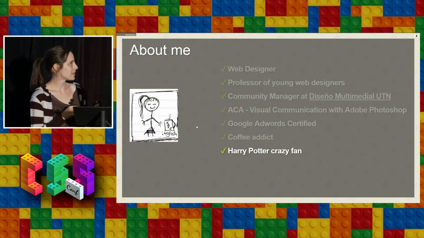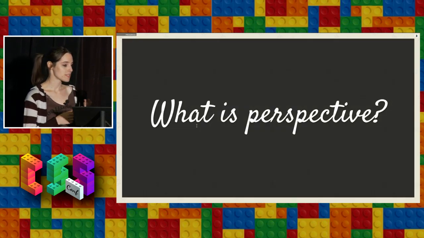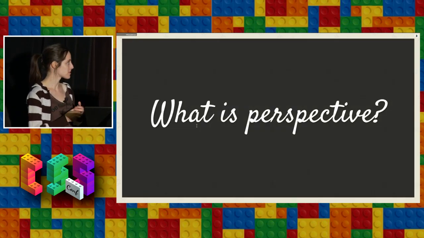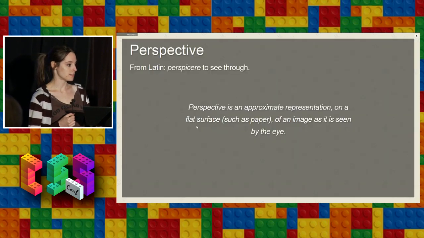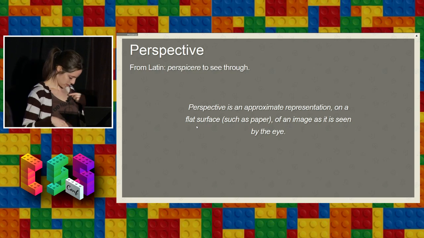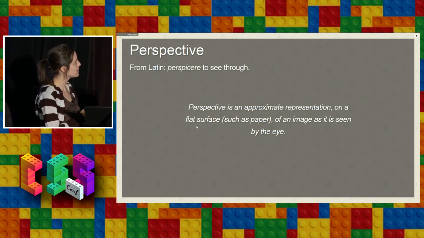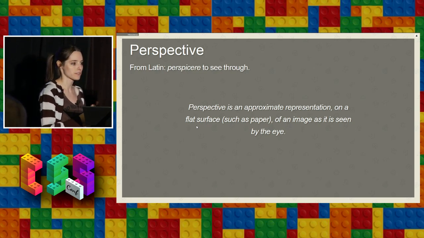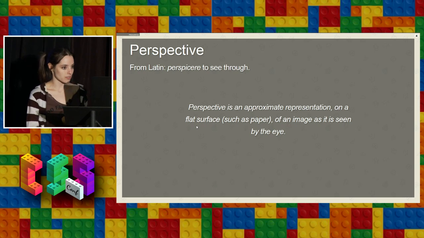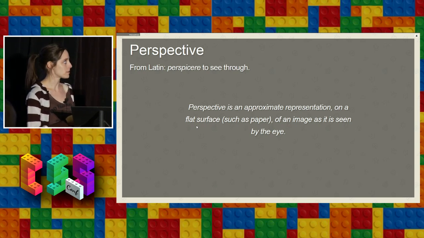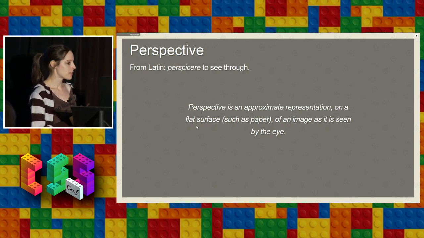So now let's go with perspective. What we must wonder is, what is perspective? We're going to look into the dictionary and find this. Perspective comes from the Latin perspicere. It means to see through. It's an approximate representation, on a flat surface such as paper or our computer, of an image that is seen by the eye.